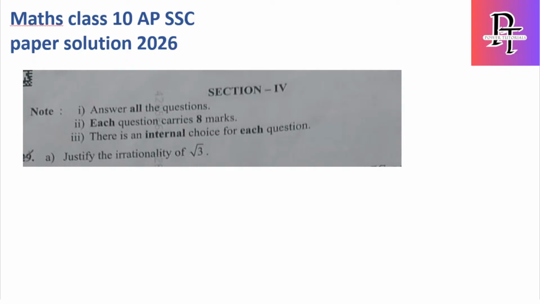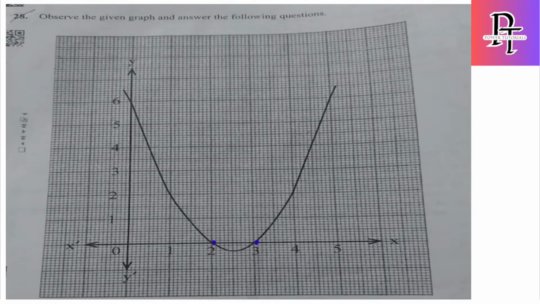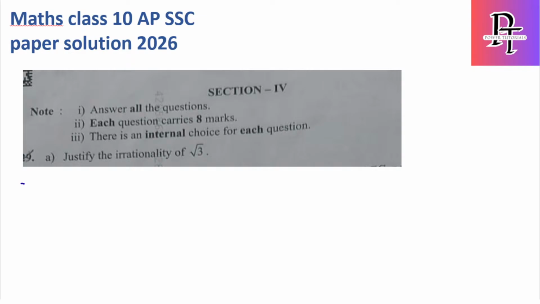Okay, section 4, first one, A answer. So the question is 19th. What is the question number? 29th question.